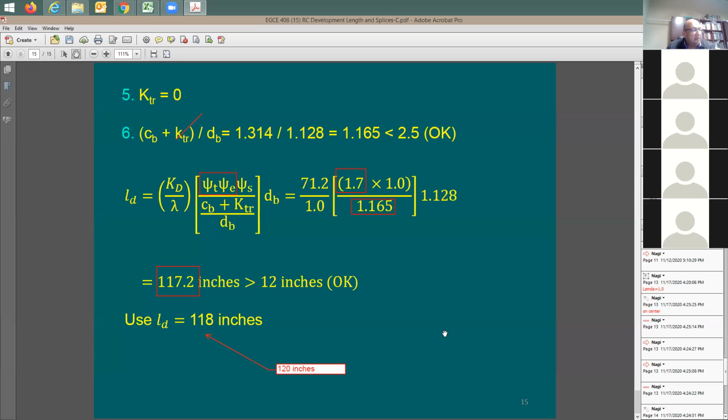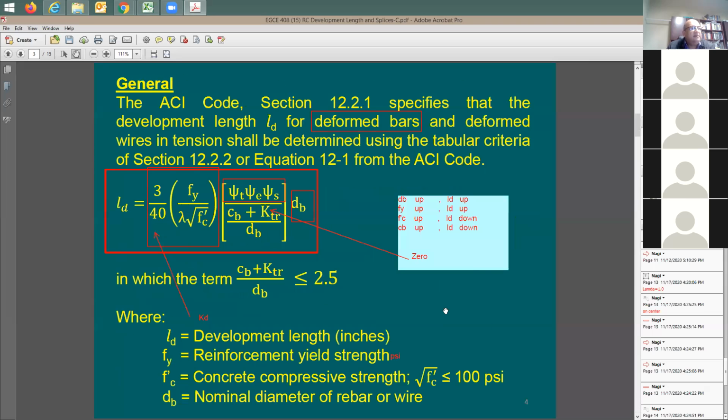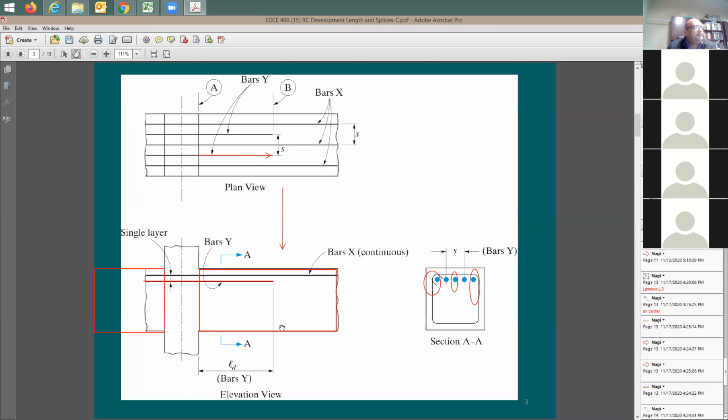Professor, would you remind me what the LD values are used for? Is it just for the curvature of the hook? No, this is not for the hook. This could be for the straight development length, not the hook. What is the straight development? This could be the straight development.